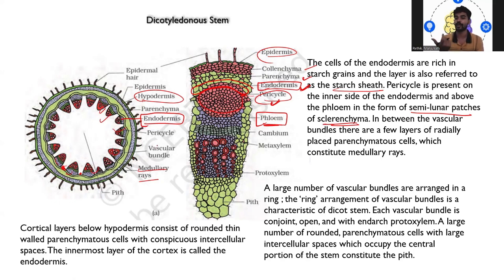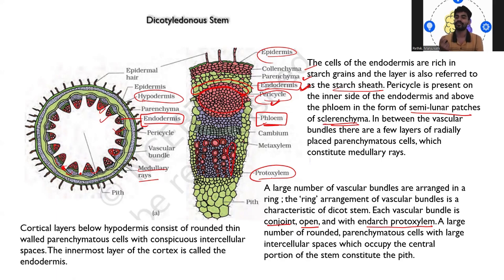Each vascular bundle is conjoined and open, with endarch protoxylem. With endarch protoxylem, that means here it is. So these are the protoxylem.